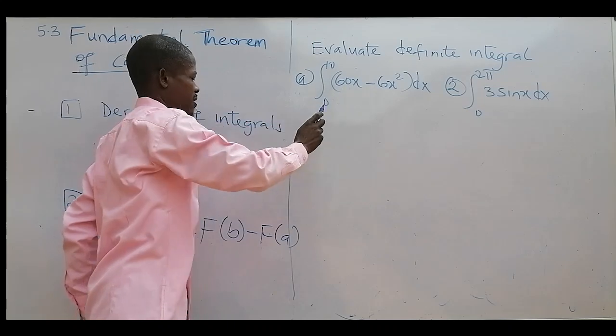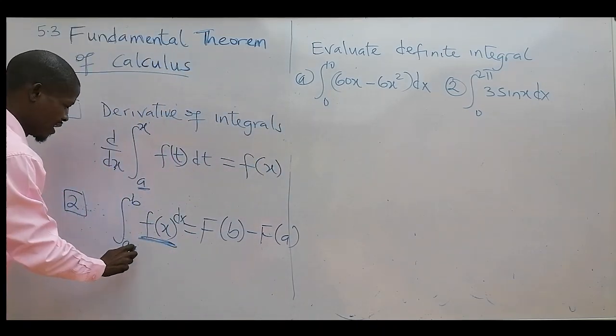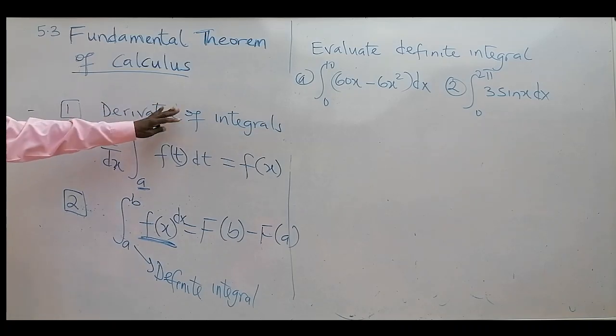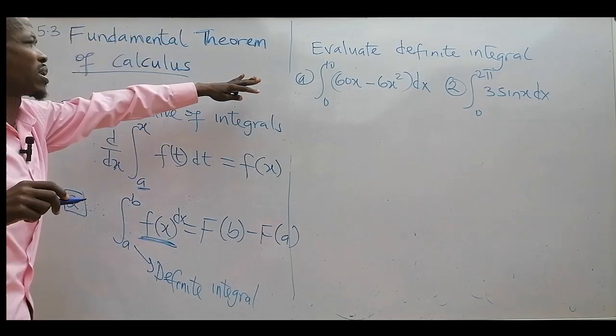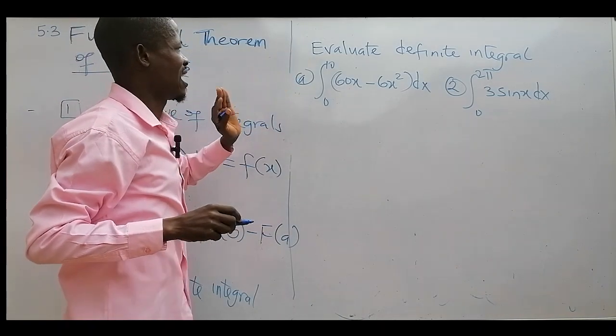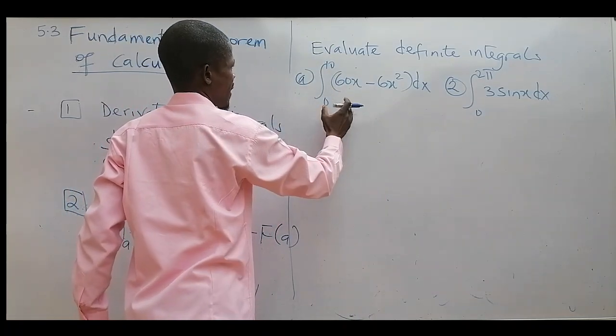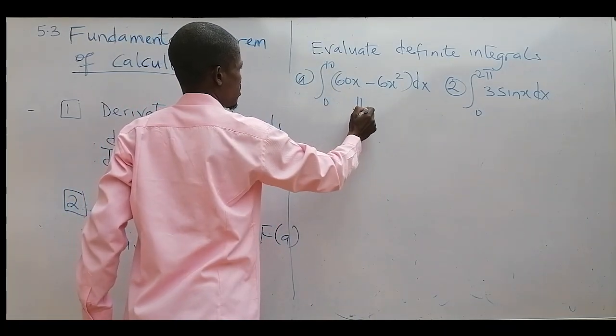This is what we have. But don't forget, this one is what we call the definite integral, and this one is called the derivative of the integral. So let's look at what we have here. Evaluate definite integrals. So the first one is going to be this one.